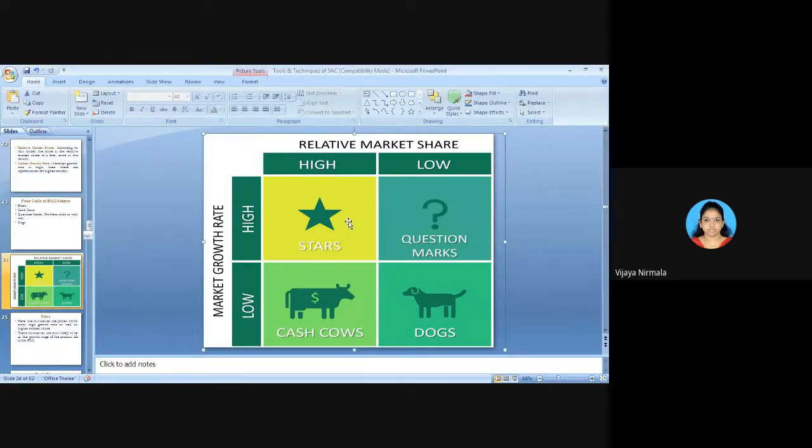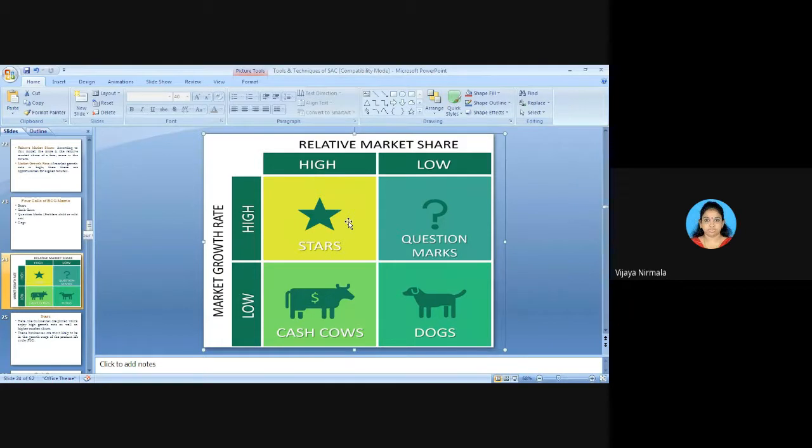Now let us see what stars are. Stars are where there will be high market share and high market growth rate. Both will be high. Whereas cash cows, the market share is high, but the market growth rate is less. If you come to question marks, the market share is low, but the market growth rate is high. When you come to dogs, both market share and growth rate are low. I think you understood, right?